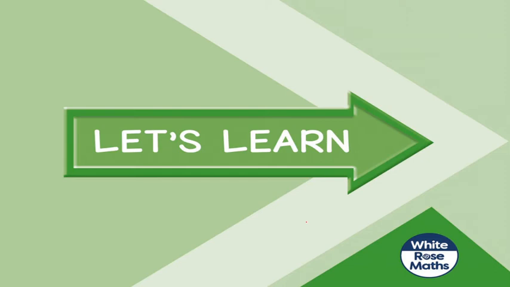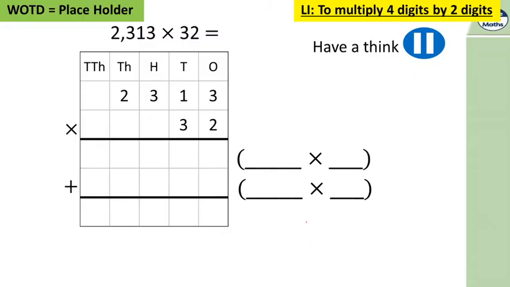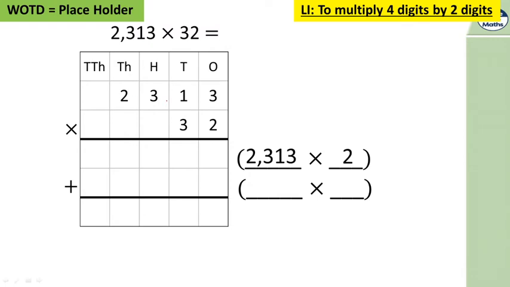Right, so we're going to move on to our main learning for today, which is multiplying 4 digits by 2 digits, remembering our word of the day, which is placeholder. So if we look at this first question together, 2,313 times 32. Okay, so what's the first thing we have to do here? We have to do our ones column. So we have 2,313 times 2, and then we'll have to do our tens column.